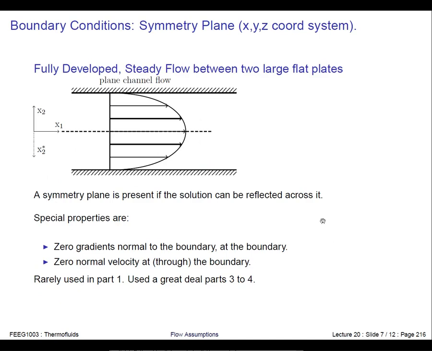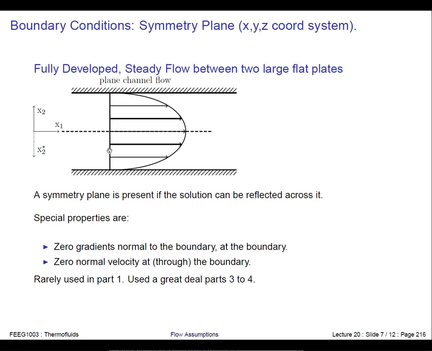Okay, so the next two slides, you're probably not going to use this very much in part one, but we're going to cover it anyway. Imagine we have two large plates. So we've got a plate up here, it's large in the x direction, and it's large in, say, the z direction coming out of the page. And we've got another plate down here, and we've got a flow between these two plates, and this is what the velocity profile looks like. And you can see there's almost like a symmetry plane here. So if you placed a mirror here, the flow above this plane is a reflection of the flow below the plane.